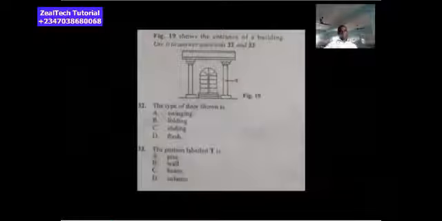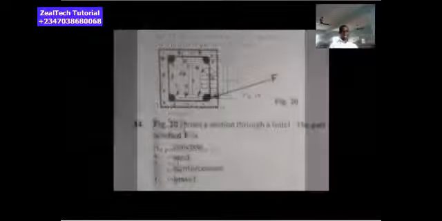33. The portion labelled T is a column. A beam is supposed to lie on top of it around here. On top here is the molding, and you have something like an arch type of door up here. The other types are not here. This is not a pier, it is not found here. Wall, no. This is not a beam, it is a column. The correct answer is column, which is G.